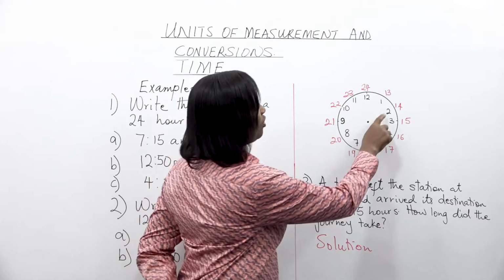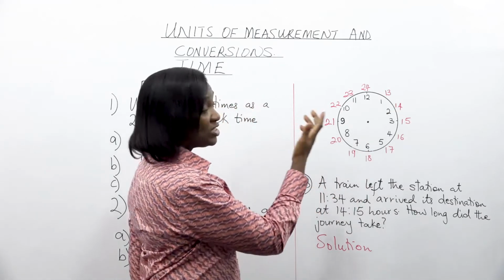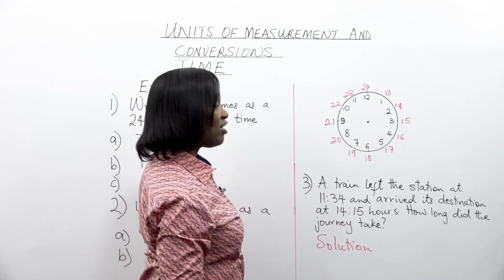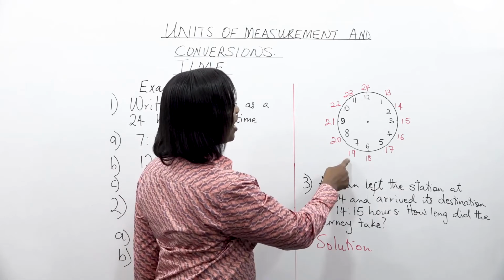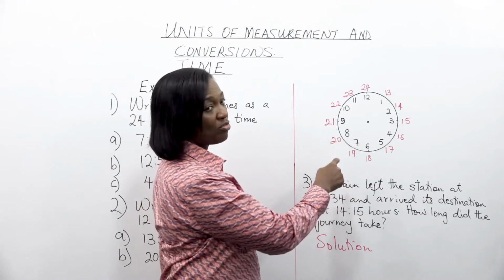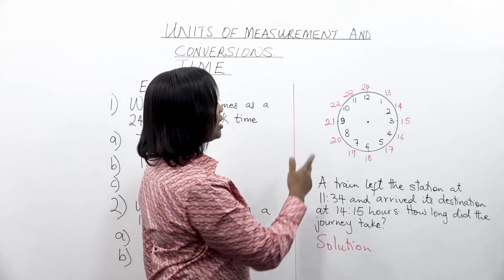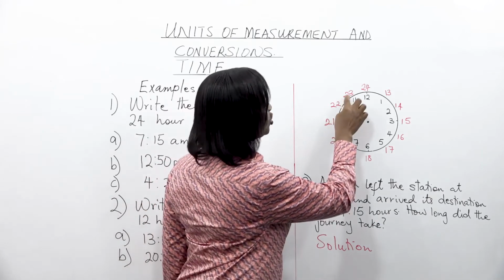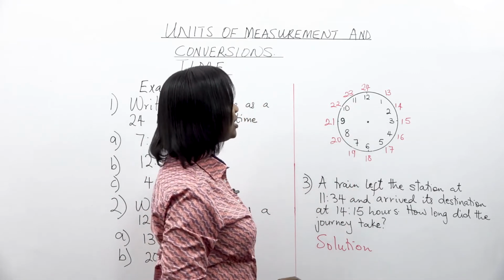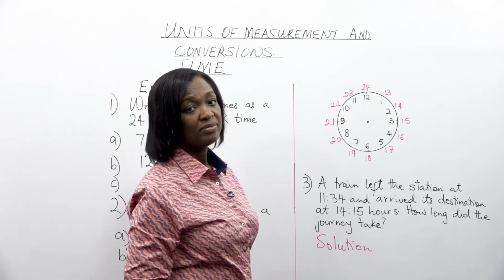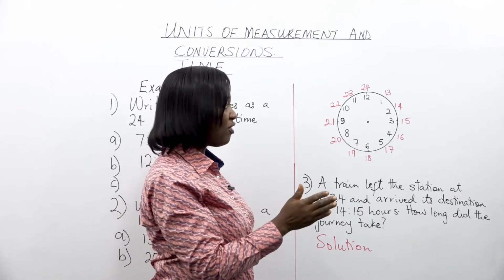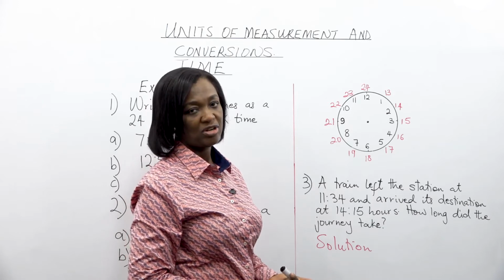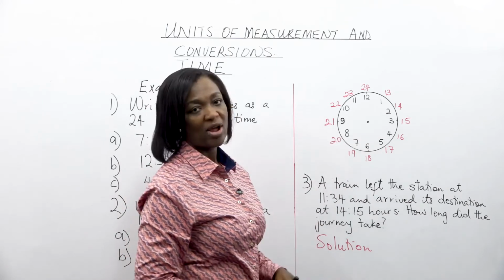2 p.m. is 1400 hours. 6 p.m. is 1800. 7:30 p.m. is 19:30. 9 p.m. is 2100. 11 p.m. is 2300 hours. And 12 p.m. exactly is 24 or 00. It starts afresh and then counts from 1.